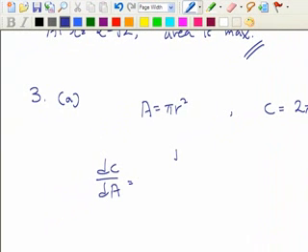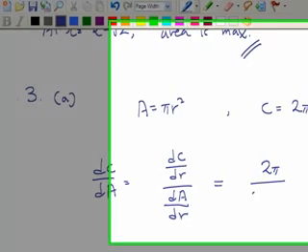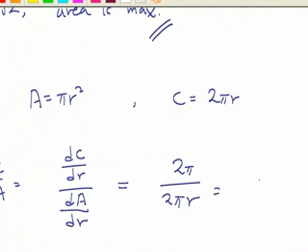we can find it by having dC over, in this case, since we know that both A and C can be linked to R, we can write it like this. This is also what we call the chain rule. So by doing a simple differentiation, we'll be able to solve that dC over dA is equal to 1 over R.